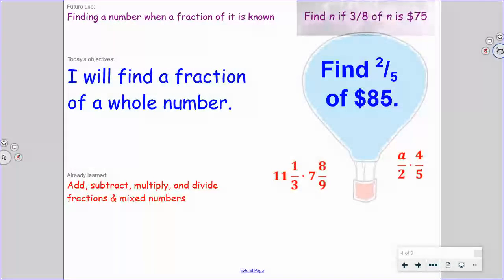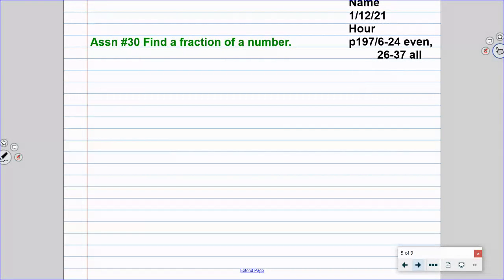So, Chapter 7, next lesson will be finding a fraction of a whole number. Now, I want you to think about it. We have been computing fractions for a few weeks now into December, adding, subtracting, multiplying, and dividing fractions and mixed numbers. So now we're going to use those skills to find a fraction of a number. Now, sooner or later, you're going to have to find a number when a fraction of it is known, which I happen to think the purple is a little tougher than the blue. You might disagree, and that's okay. But that's where we're heading after this.